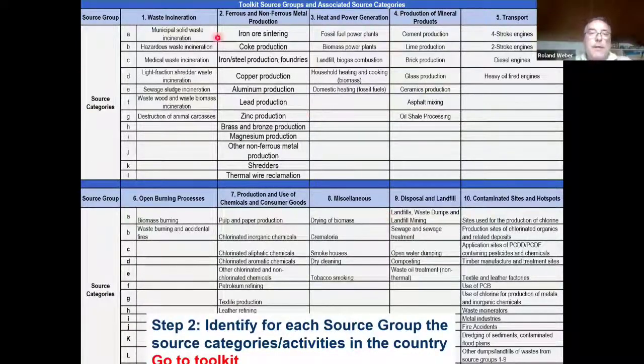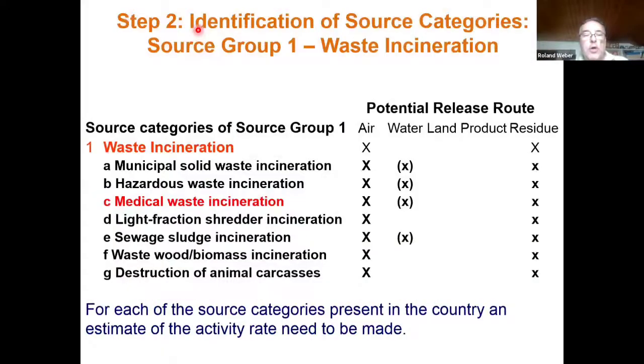Within the different source groups, you have different source categories. For example, for waste incinerators, you have municipal waste incinerators, hazardous waste incinerators, and medical waste incinerators. This is the whole matrix of the toolkit, the different source categories within the 10 source groups. I will go to two of these source groups and look at the source categories, first source group 1, waste incineration.